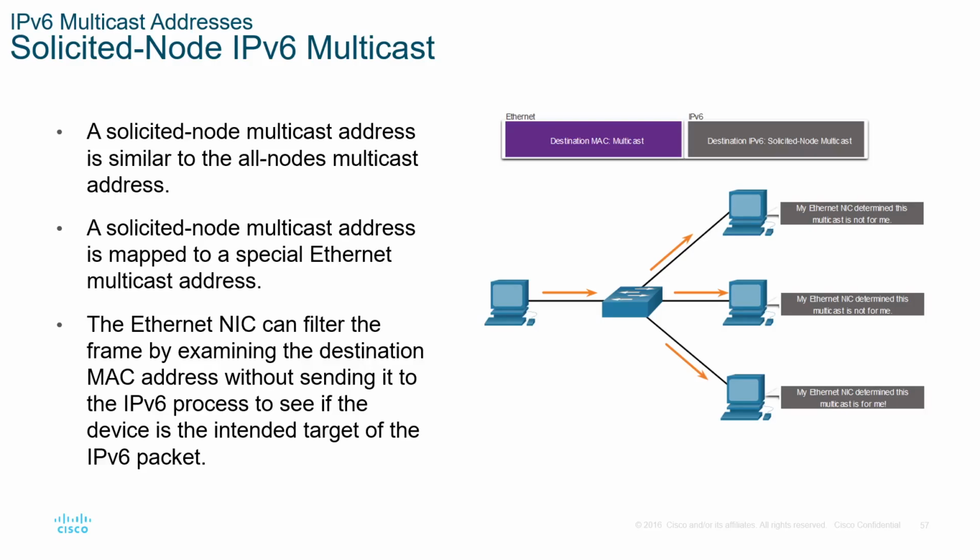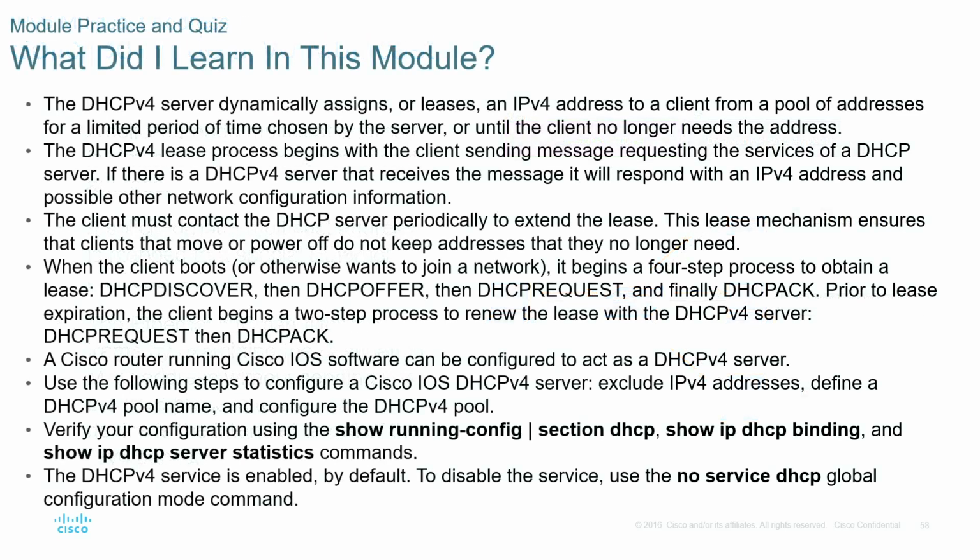It's just basically a message that we want to send out to all the machines connected to the segment. Now, a solicited node multicast address is mapped to a special Ethernet multicast address. The Ethernet NIC can filter the frame by examining the destination MAC without sending it to the IPv6 process to see if the device is the intended target of the IPv6 packet. This is everything that we learned in this module.